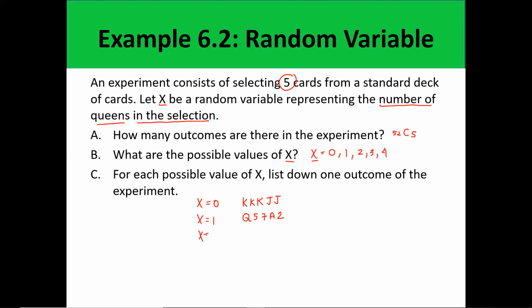Now for x equals 2, there should be exactly 2 queen cards, and then the rest would be other cards. So it could be king, jack, 10. And then x equals 3, there should be exactly 3 queen cards, and then the other 2 cards will be other cards. And then for x equals 4, that means all the queen cards are selected, and then there's an additional card which is not a queen card. So it could be, let's say, jack. Okay?